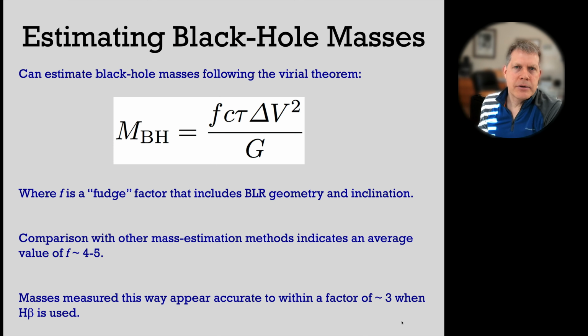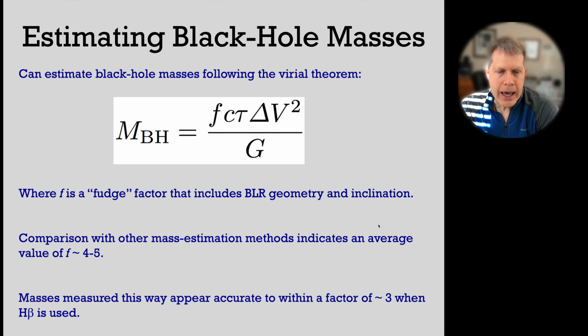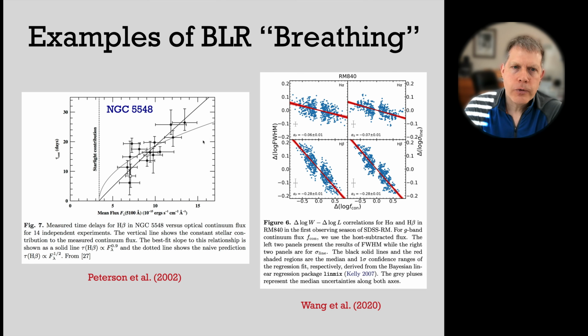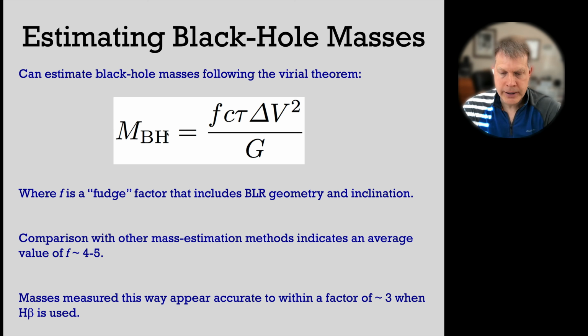Okay, so now I want to get to this topic of estimating black hole masses based on reverberation mapping. As we've already talked about, the gas appears to be virialized. And so if that is indeed the case, one might hope to be able to measure black hole masses following the virial theorem. Using these same basic arguments that I show here, you can show that the mass of the black hole is equal to an F factor, which, as we will see, includes the complexities of the broad line region and the inclination, times the lag, times the speed of light, so that's the characteristic size, times the velocity width of the line squared divided by the gravitational constant.